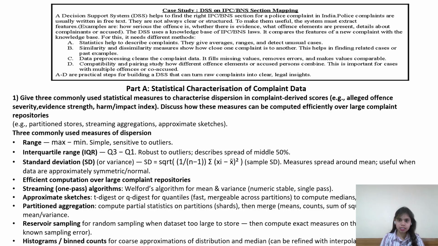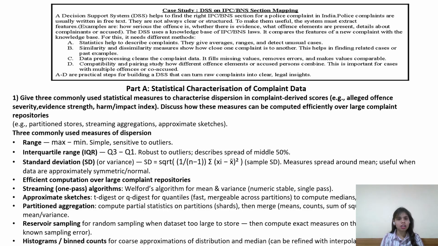Part 1. Statistical characterization of contained data. Question: give three commonly used statistical measures to characterize the dispersion of a data set. First, the three commonly used measures of dispersion.